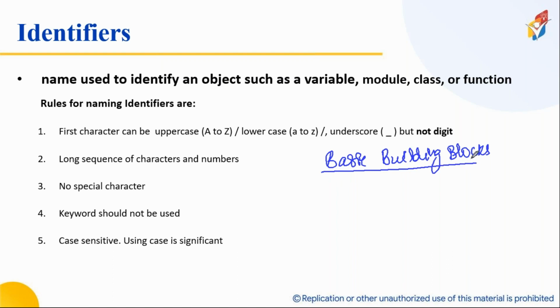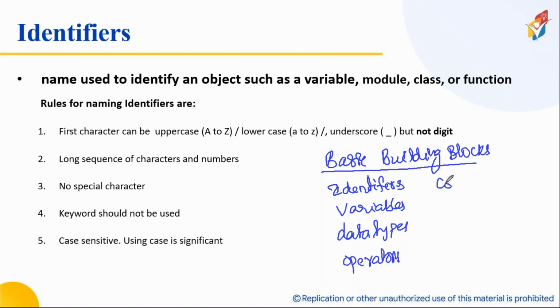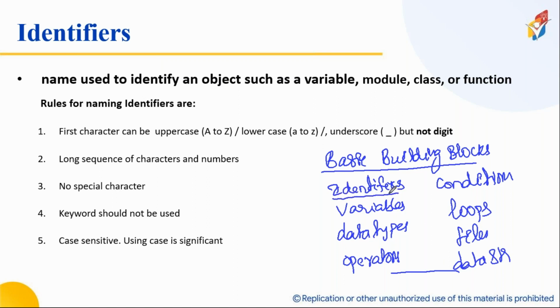Now, if you take any programming language, first of all, you should know identifiers. Then variables. Then data types. Operators. Conditions. Loops. Files. Data structures. If you know these things, you can develop any kind of program. So today I'm starting the first concept called identifiers.